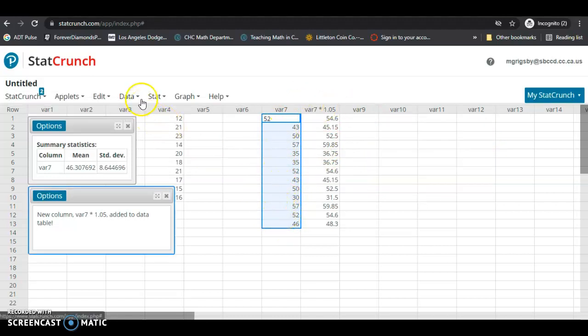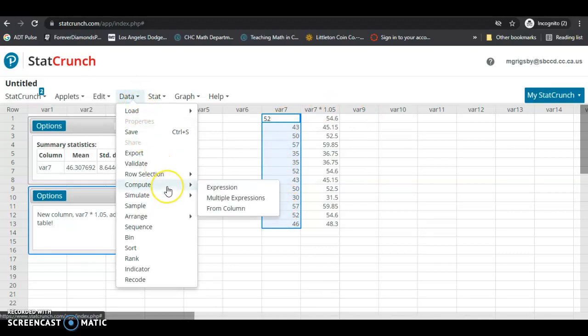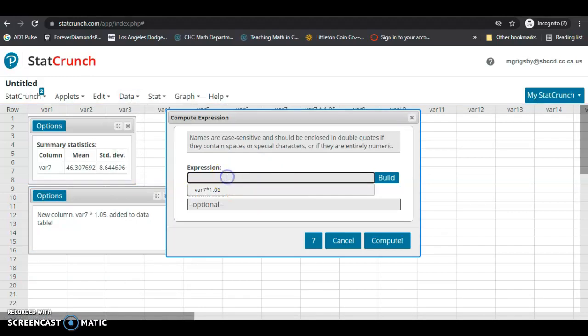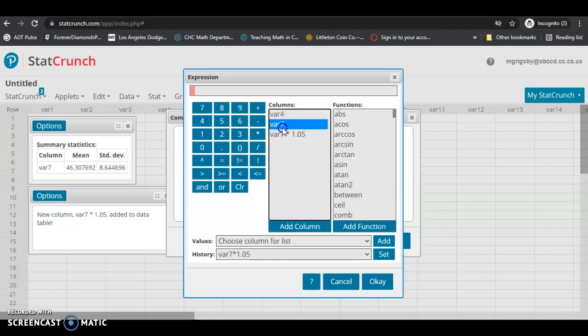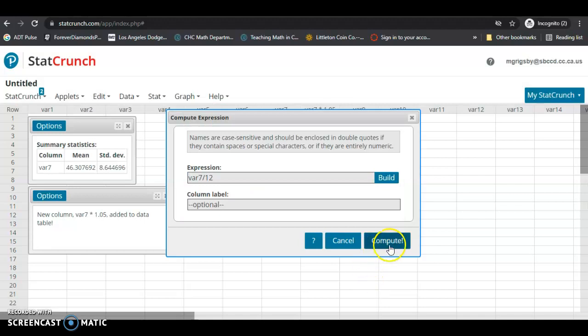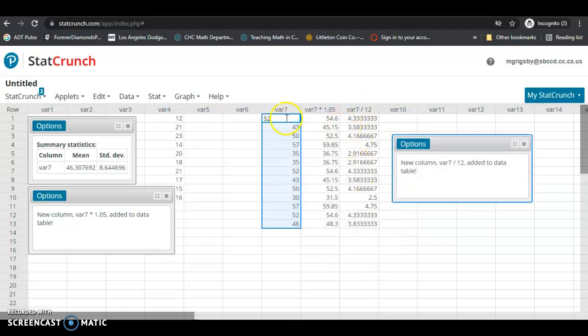In StatCrunch, we're going to go to Data, select Compute, and click on Expression. We're going to select Build. Select column 7, which contains the original data, and the slash here means divide, so we select that, and then enter the number 12 and click OK. It's going to divide every value in that column by 12, and then we're going to click Compute. So in this column, it divides every single one of these values by 12.